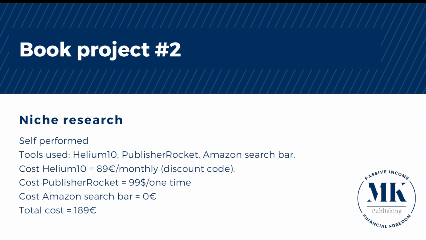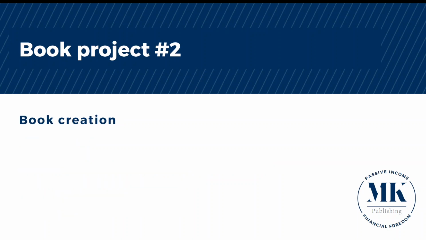I used tools from Helium 10, PublisherRocket, and the Amazon search bar again. So in this step, you have the same costs, but as I mentioned, PublisherRocket is a one-time payment, so I did not spend $99 for PublisherRocket again. But if you are new to creating a high content book and want to buy this tool, you have costs of $99. So now the very important thing, the book creation.